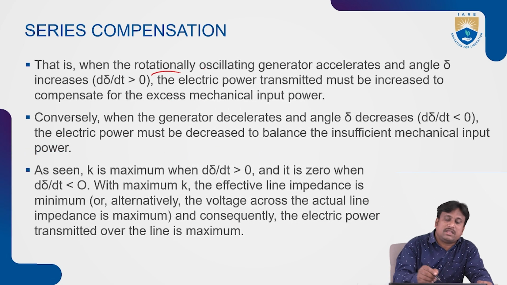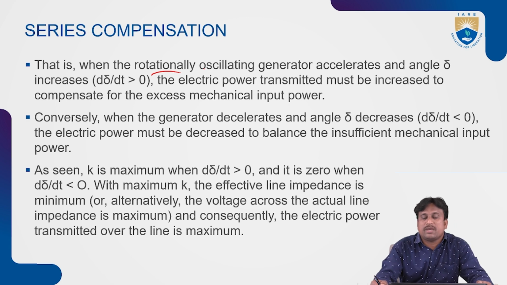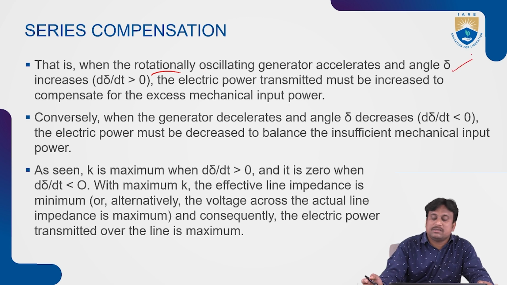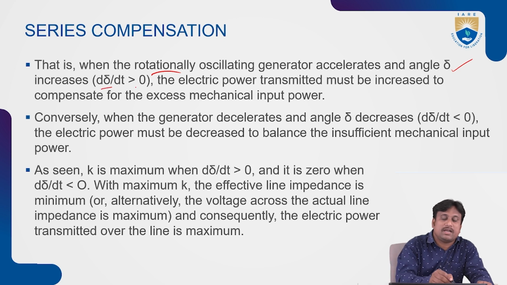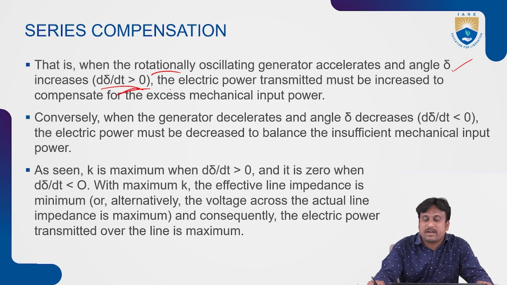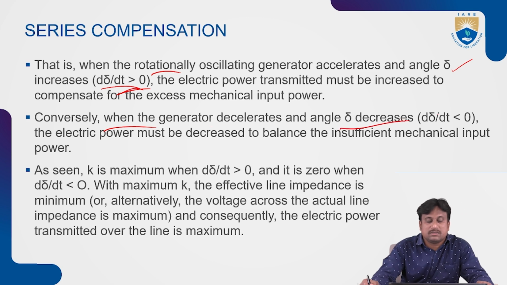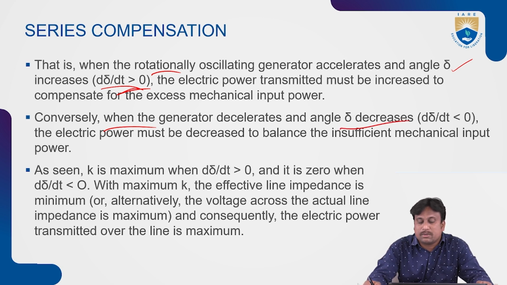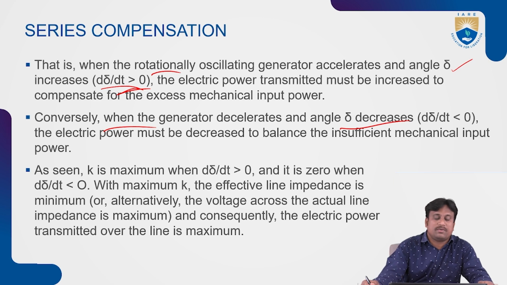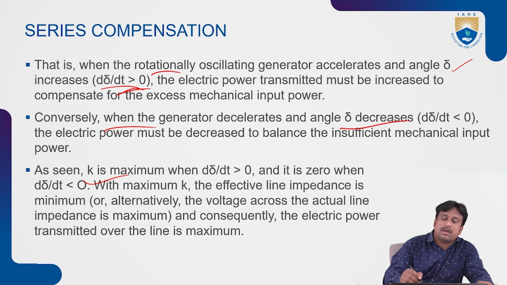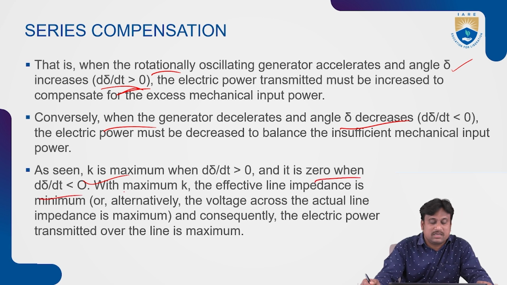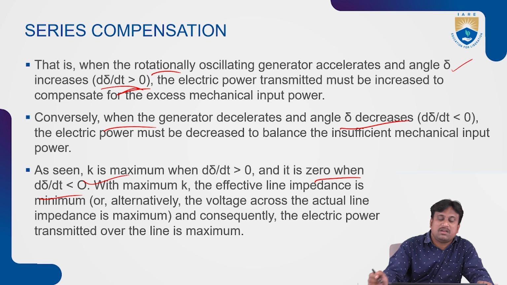So here, when the rotationally oscillating generator accelerates and delta increases, meaning d delta by dt must be greater than 0, the electric power transmitted must increase to compensate for the excessive mechanical input power. Conversely, when the generator decelerates and delta decreases, the electric power must be decreased to balance the insufficient mechanical input power. So K is maximum when d delta by dt is greater than 0, and it is 0 when d delta by dt is less than 0. So this happens with the maximum value of K.